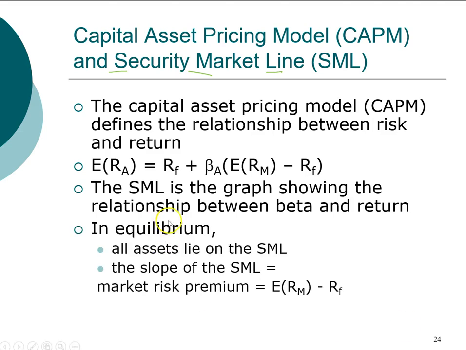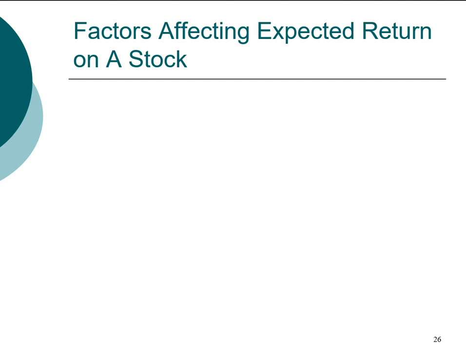So if the market is in equilibrium, all the stocks will lie on the line, and the slope of the security market line should exactly equal the market risk premium. And most finance research in the past 30 years was devoted to analyzing whether or not the capital asset pricing model is valid. Assuming that the capital asset pricing model is valid, it really simplifies how we understand the relationship between risk and return.